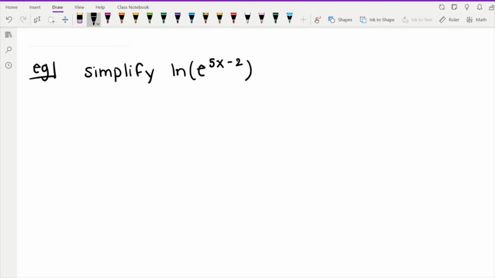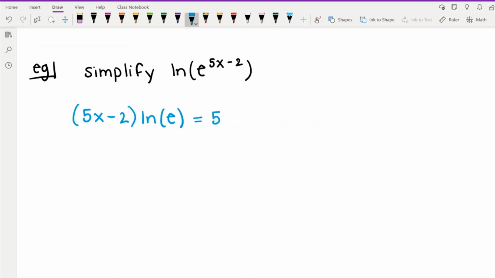So what rule might we be able to use here? Well, in this case, we have a logarithm of a number raised to a power, right? And so we know that when we have an exponent, we're allowed to bring down that exponent and multiply with it instead. So we can rewrite this as 5x minus 2 with parentheses times ln of e, right? Just bringing that exponent down. And then what is ln of e? Well, ln of e is asking us what power we have to raise e to get e, which is 1, right?